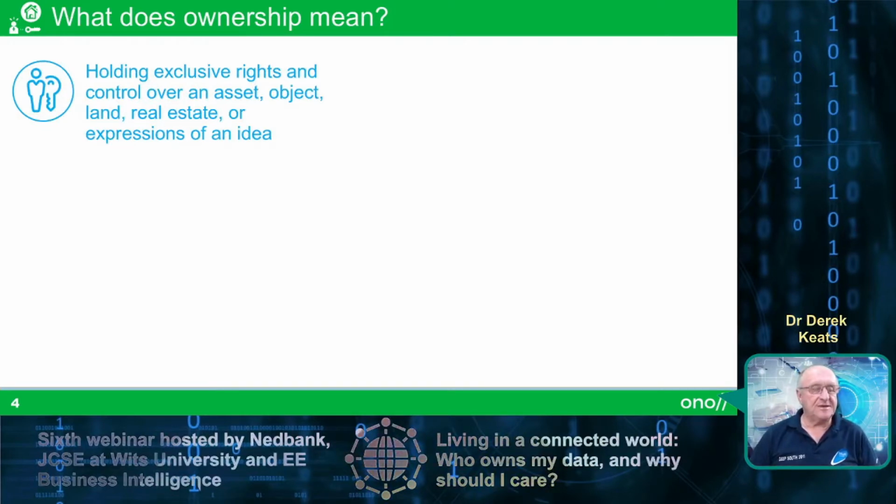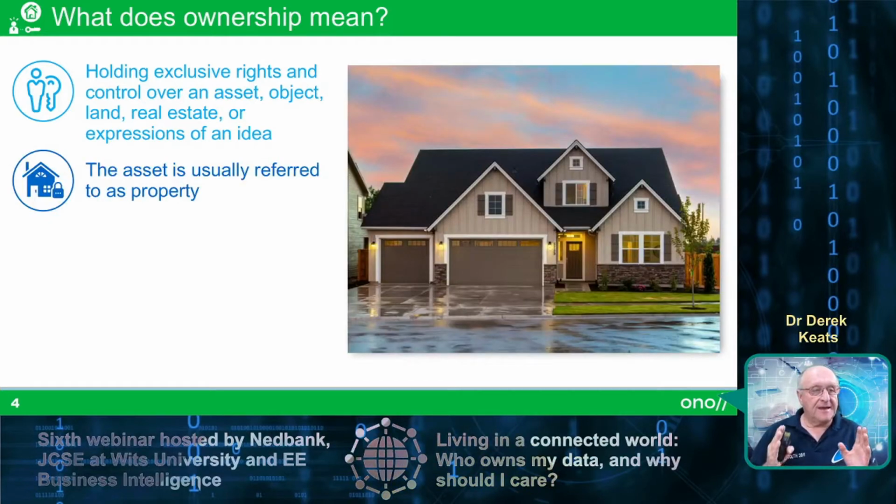So ownership means holding exclusive rights and control over an asset, an object, land, real estate, or the expression of an idea, the so-called intellectual property. Now, an asset is usually referred to as property, hence the concept of intellectual property. And it's obviously easier to understand when you're thinking about physical property like a house. We all know what it means to own a house.